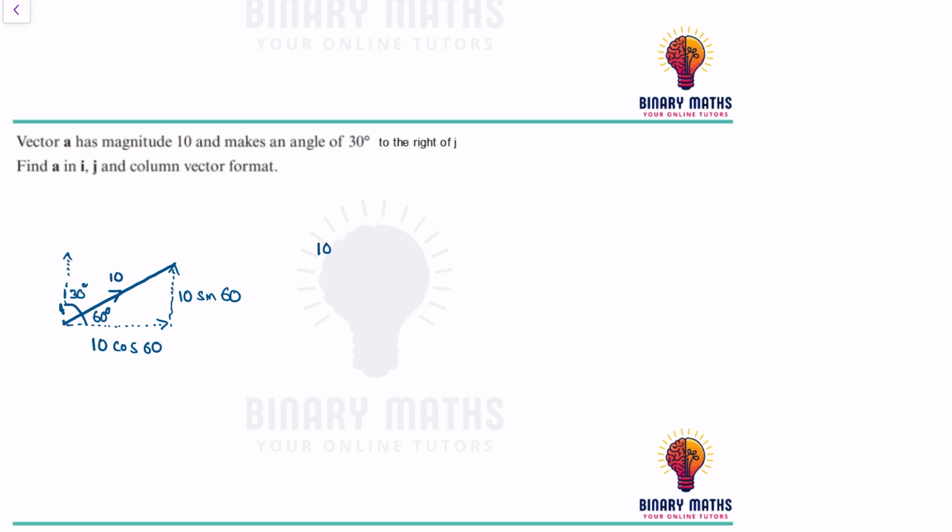So it must be 10 cos 60 i plus 10 sine 60 j, which is equal to 5i plus 5 root 3 j. So that's an ij component. So the column vector must be 5, 5 root 3.